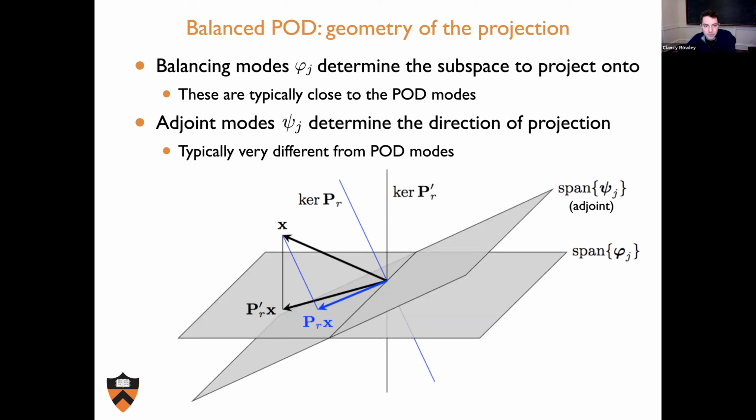So what does balanced POD do? Remember from the very first slide I showed, there are really 2 things you need to decide when you do this projection: a subspace and a direction. POD gives you one of these, the subspace. It doesn't give you the direction. Balanced POD gives you both. It gives you a subspace spanned by some modes phi j, the flat, horizontal plane shown here. And it also gives you some modes psi j that determine the direction of the projection. Those span the inclined plane there, and you project along the direction orthogonal to that plane. So that's the geometry of this.